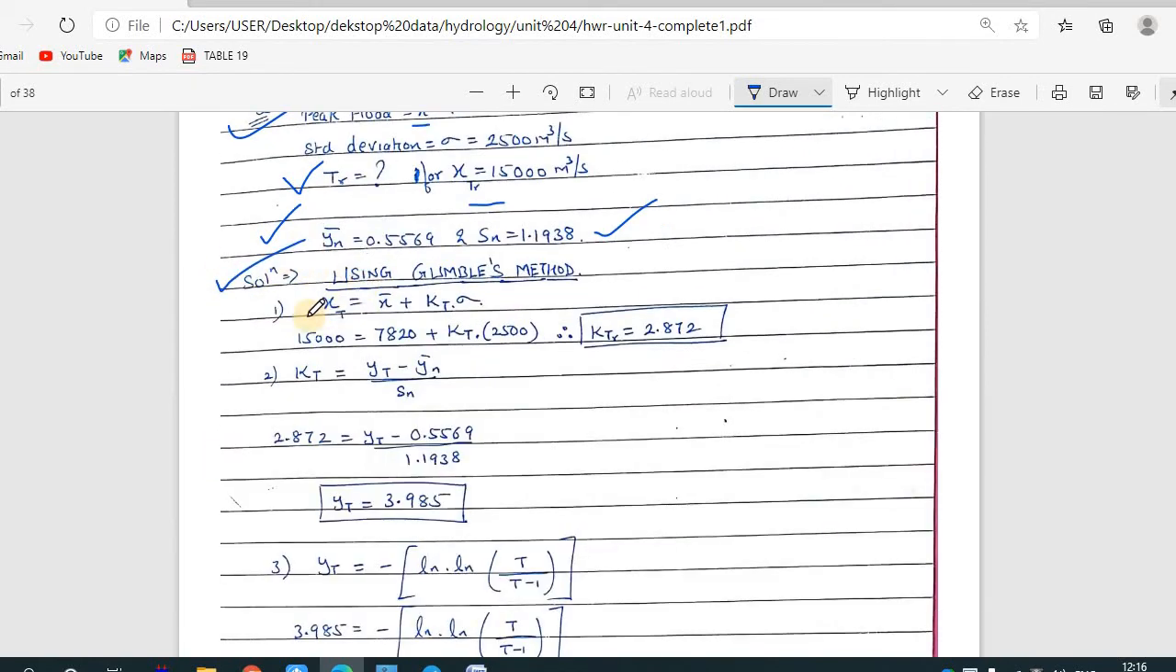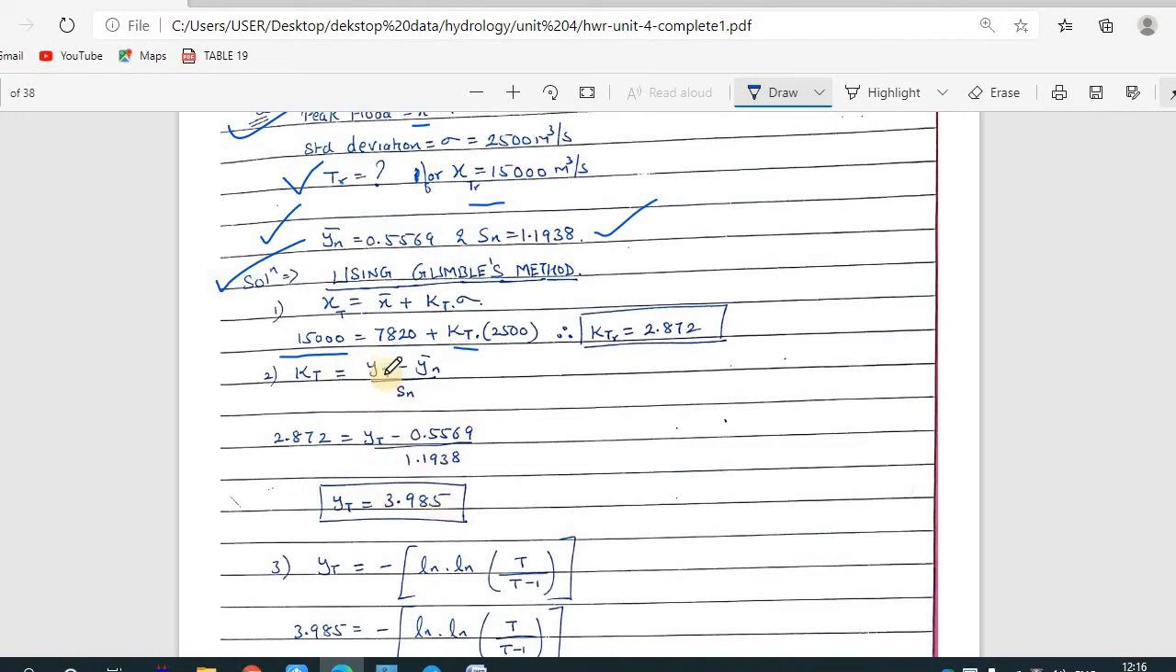Now using the Gumbel method, this is the general formula: xt equals x bar plus kt into sigma. We'll put the value of xt, which is 1500. X bar is 7820. Kt we don't know. Sigma is 2500. So from here we can calculate the value of kt. Kt is coming out to be 2.872. After getting the kt value, we can finally get the value of yt from here.